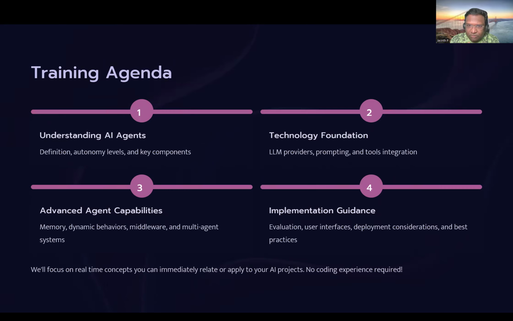And then we'll explore some different advanced agent capabilities like memory systems, dynamic behaviors, multi-agent collaboration, and what that means for scalability. And also we'll cover some implementation guidance on how to evaluate vendors, build business cases, manage risks, and drive adoption with best practices. The key is to walk away with actionable steps which you can implement or understand as you run your different AI agent projects.